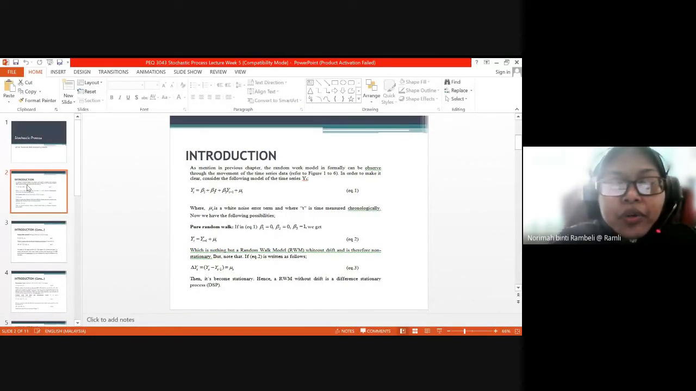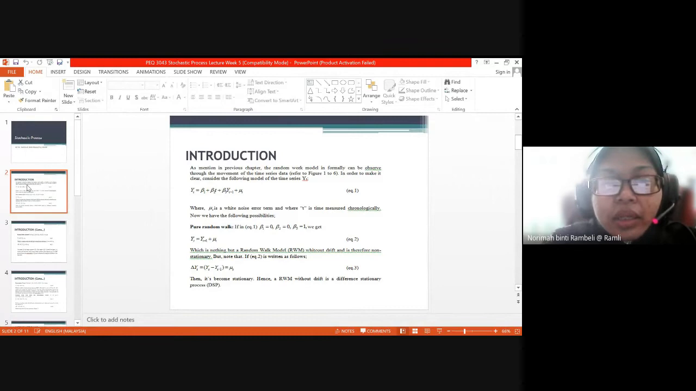Okay, as mentioned in the previous chapter, the stochastic process is actually chapter 2 in your module. The random walk model can formally be observed through the movement of the time series data. So you have to refer to figure 1 to figure 6. What you have to understand is that the movement of the data is wilder. Wilder means it goes up and down frequently, and some studies will say it fluctuates. But when we talk about the stochastic process, we say it as calm or wilder. Calm, bertenang. Wilder means melia, in Malay.